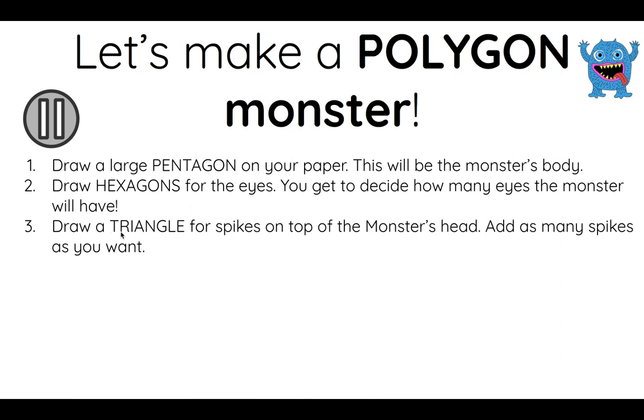Number 3, draw a triangle for spikes on top of the monster's head. Add as many spikes as you want. Kind of like this monster here has 2 spikes on his head. You get to figure out how many spikes you want on your monster's head. Make sure they are triangles.